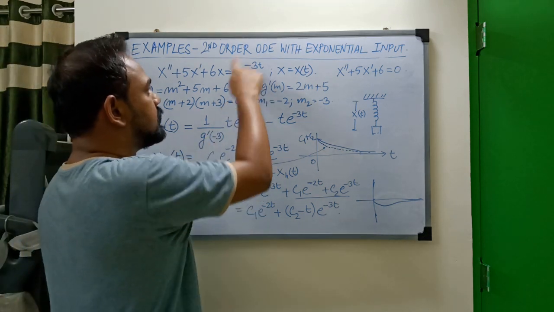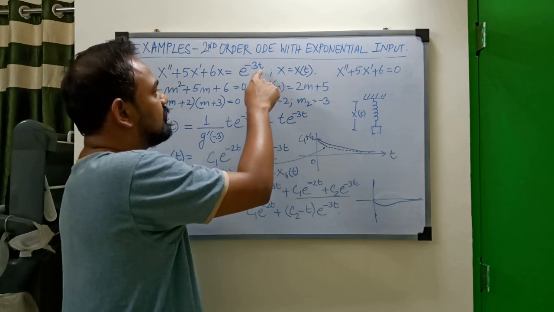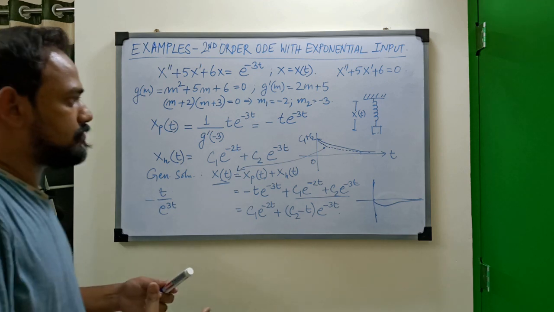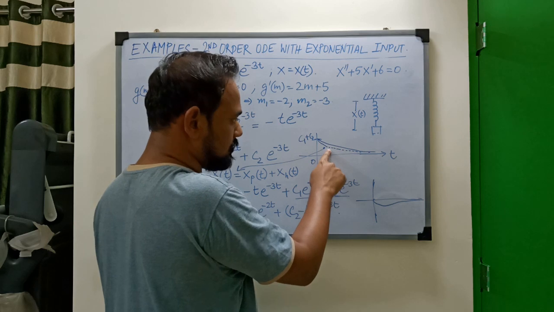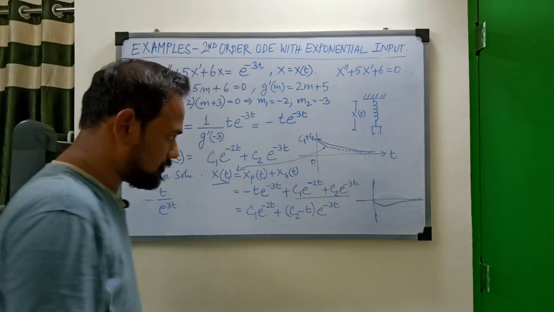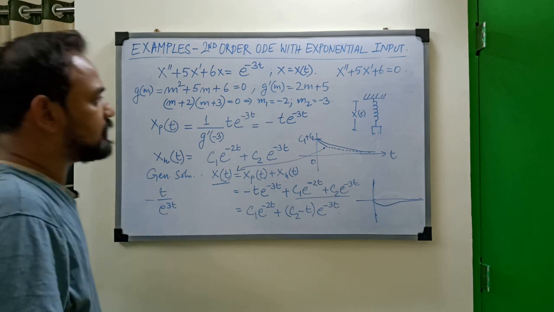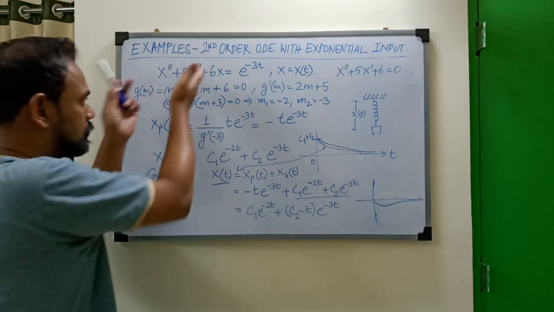Why this happens is because this function, which is the external influence, is also a decaying function. It's not a growing function, it decays with time. So it doesn't have a long-term effect on this body. It has a short effect, but it dies out quickly. Anyway, that's just the analysis of what the solution means.